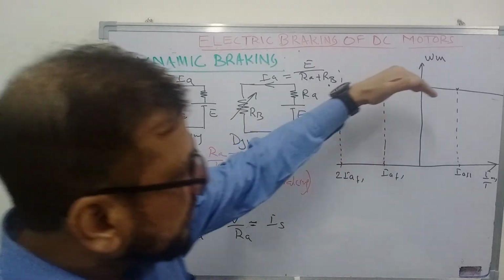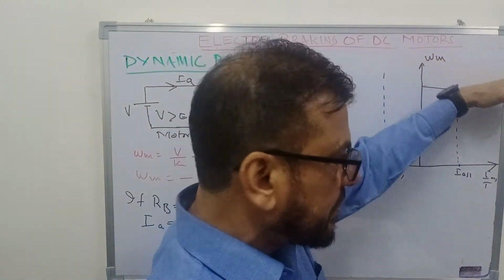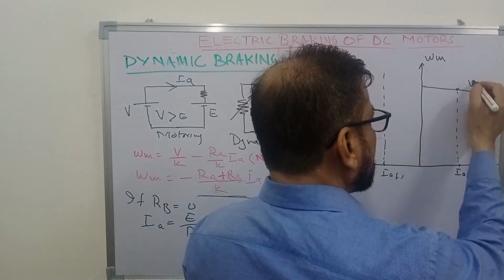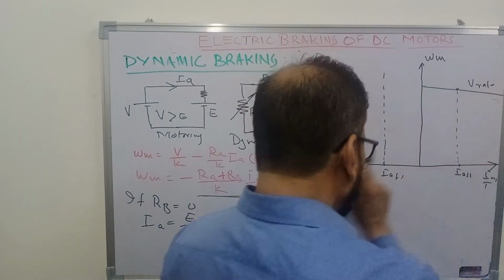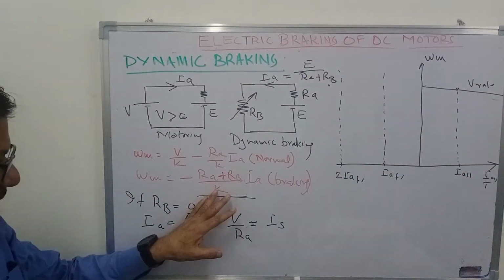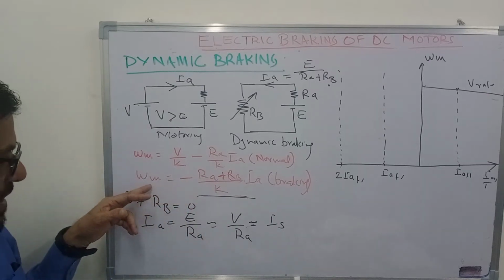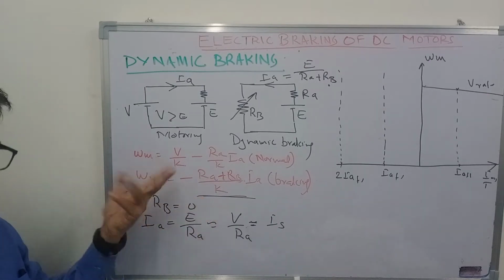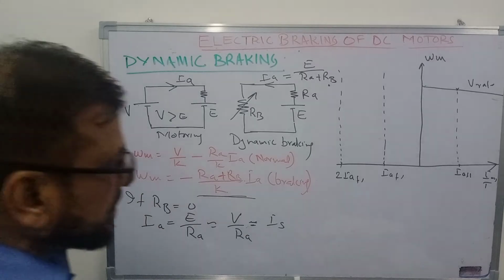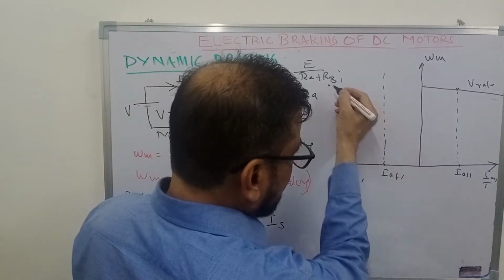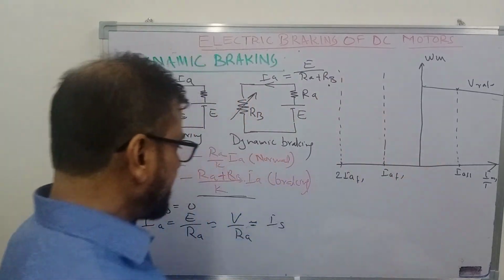This was the normal characteristic for rated voltage. Now here the voltage is 0, only resistance is there. So the equation is y equal to mx, with c equal to 0. So this means that it will be somewhat like this, a negative slope.